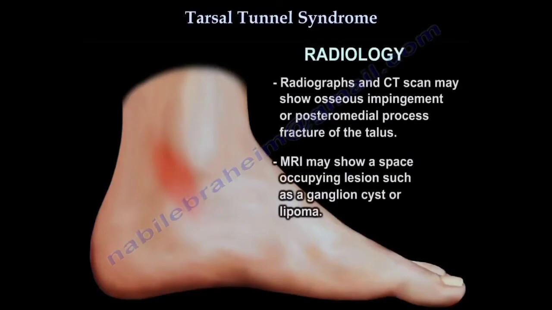Radiology. Radiograph and CT scan may show osseous impingement or a posteromedial process fracture of the talus. The MRI may show a space-occupying lesion such as a ganglion cyst or a lipoma.